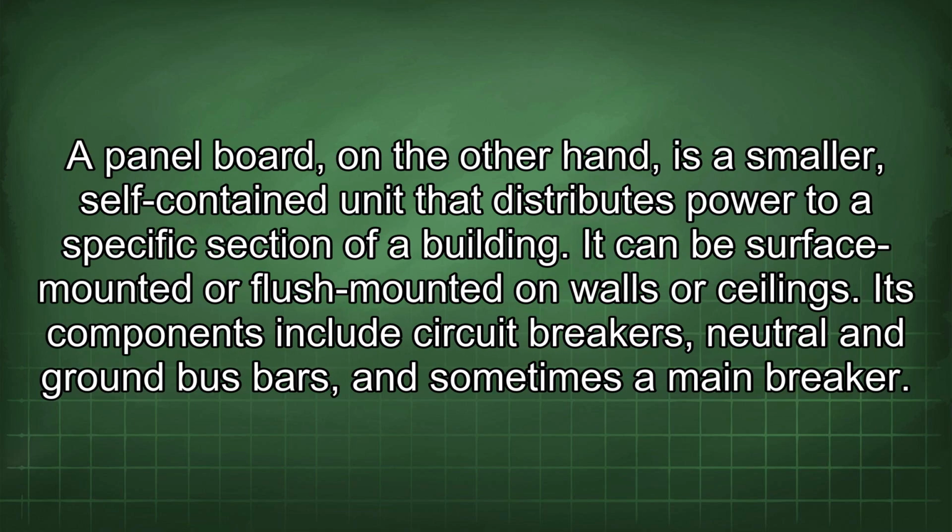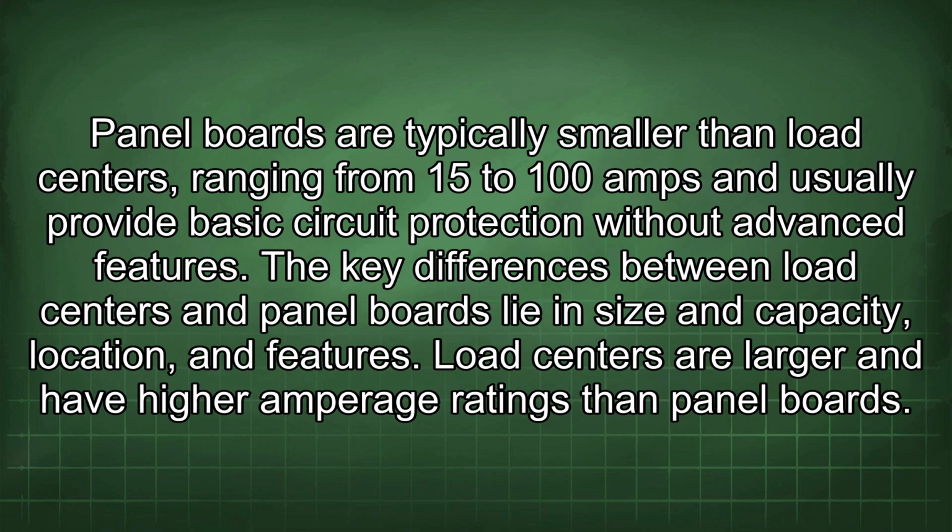A panel board, on the other hand, is a smaller, self-contained unit that distributes power to a specific section of a building. It can be surface-mounted or flush-mounted on walls or ceilings. Its components include circuit breakers, neutral and ground bus bars, and sometimes a main breaker. Panel boards are typically smaller than load centers, ranging from 15 to 100 amps, and usually provide basic circuit protection without advanced features. The key differences between load centers and panel boards lie in size and capacity, location, and features.